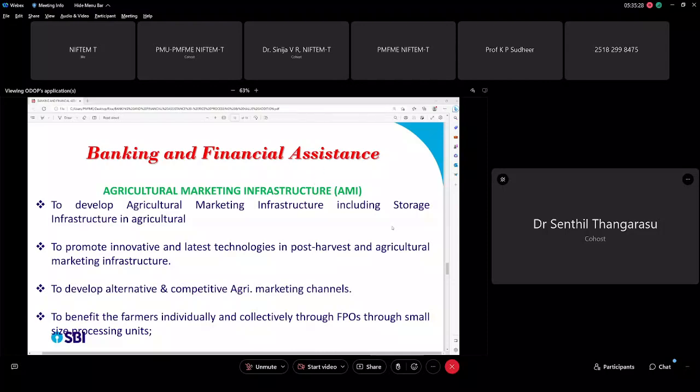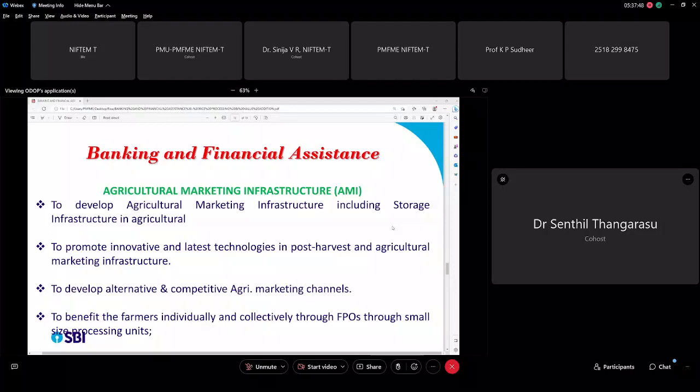Under this scheme, you can construct rural godowns or warehouses. For women entrepreneurs, you can get the maximum benefit of 33.33% capital subsidy. Suppose it is a male entrepreneur, you can get a maximum capital subsidy of 25% of total project cost, not of the loan amount. Your maximum is on the total project cost. 25% capital subsidy is available under these schemes. That scheme also you can utilize, if you can cover under AIF.